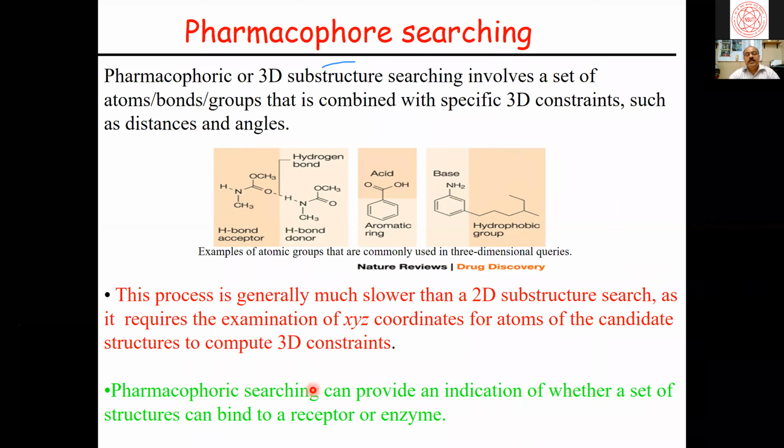But this is important because this can provide you an indication of whether a set of structures can bind to a receptor. So the chances of getting a good binder using this search are more as compared to a two-dimensional substructure search and so on.